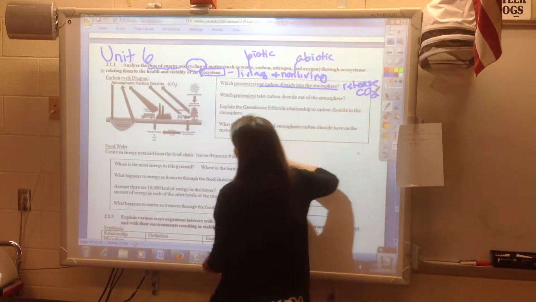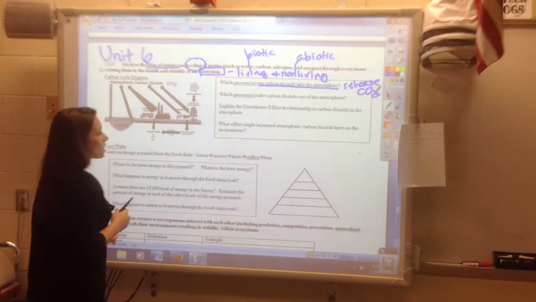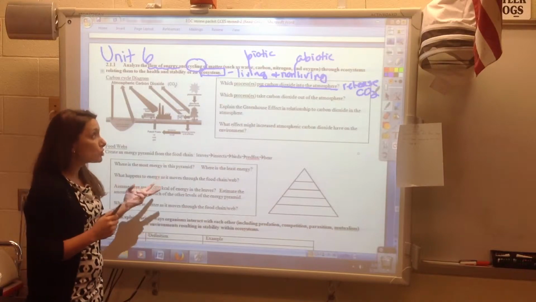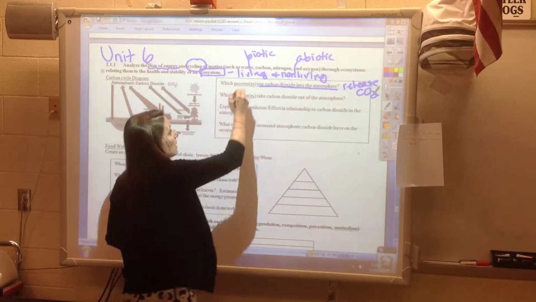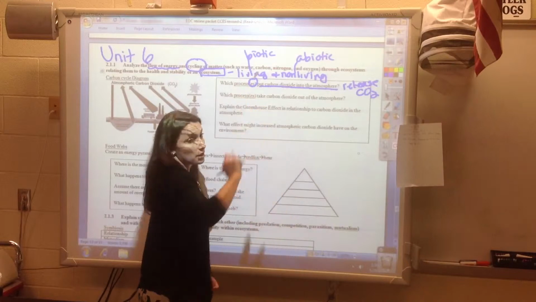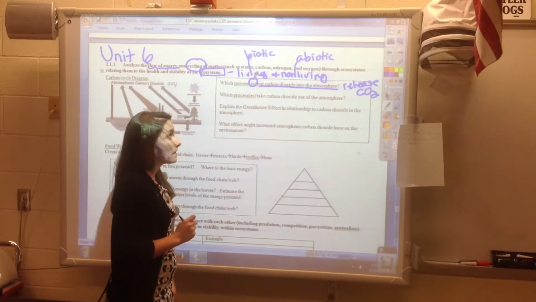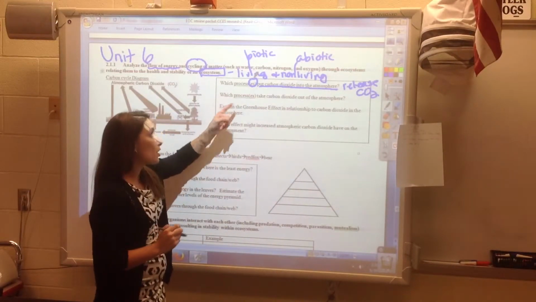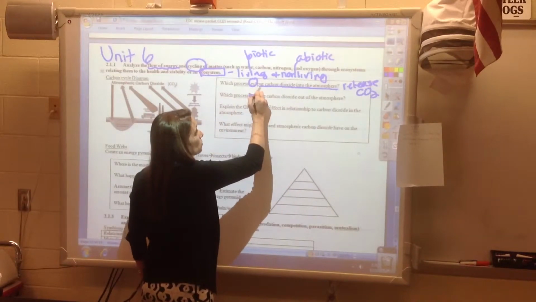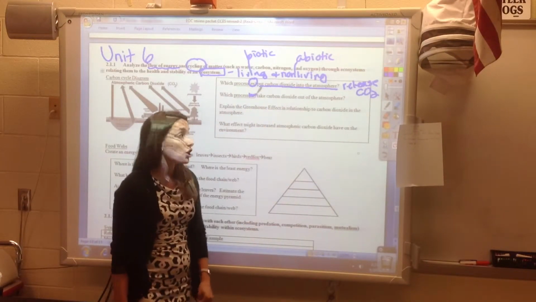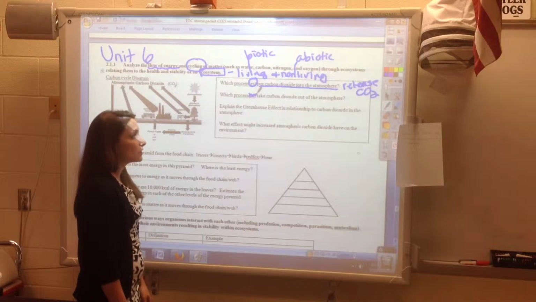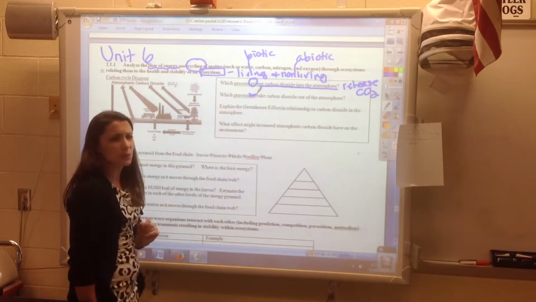CO2. So we actually have a diagram here, but it might be really hard for you to see. So you should go back and look in your notes. And there are actually two processes that put carbon dioxide in the atmosphere. Which process, I'll give you a hint, it's just one process that takes carbon dioxide out of the atmosphere. I want to help you with this one.